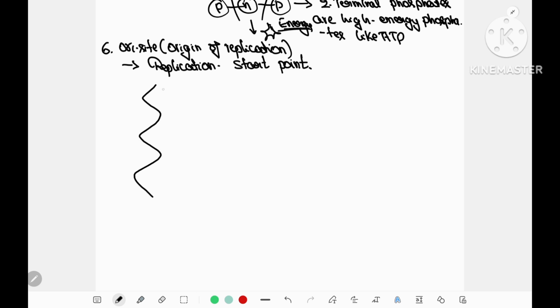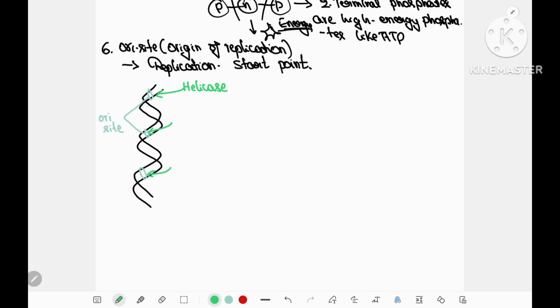Now let us explain the process of DNA replication in detail. I said in a double helix, there is presence of ori site. There are many ori sites present, like where I am writing here. So there are 3 ori sites. For example, I am telling, not exactly in any organism. Just to explain, I am telling here.